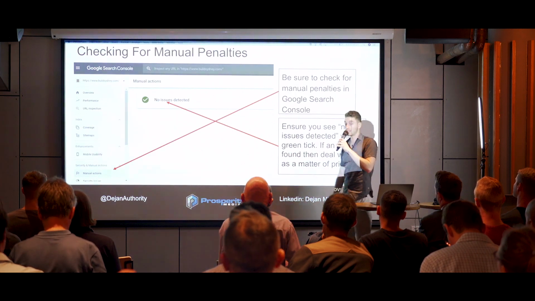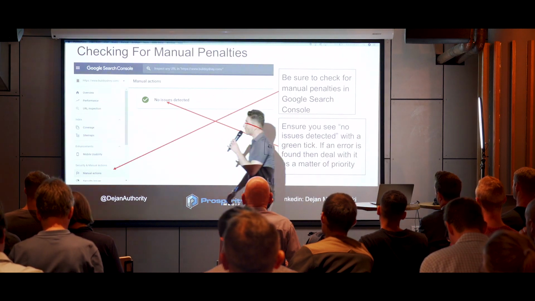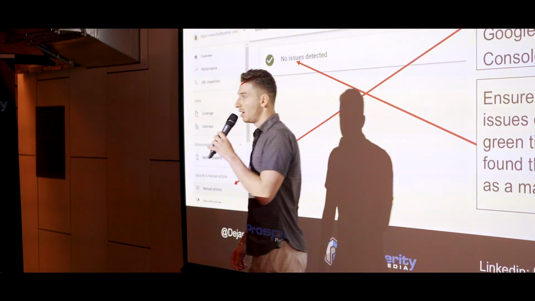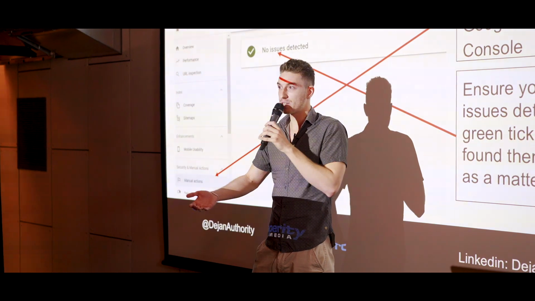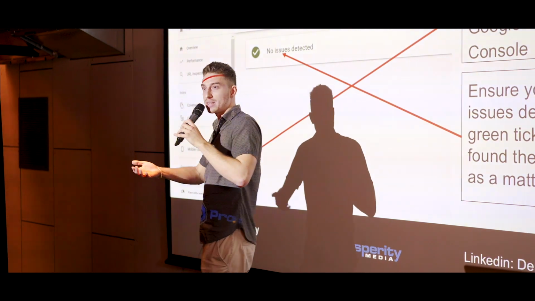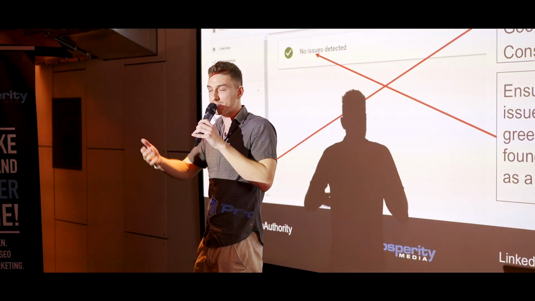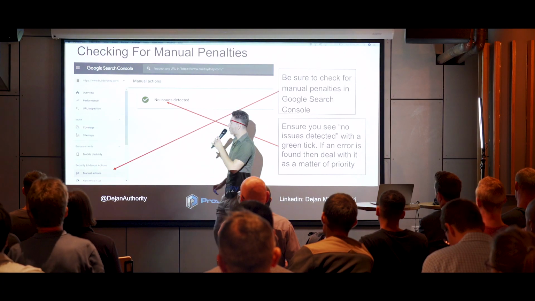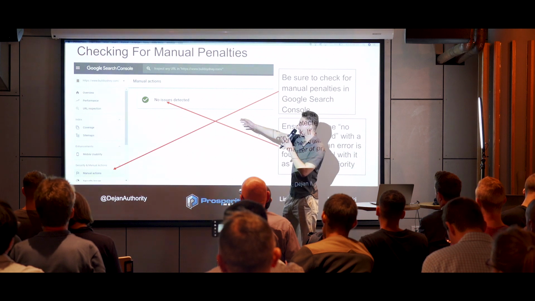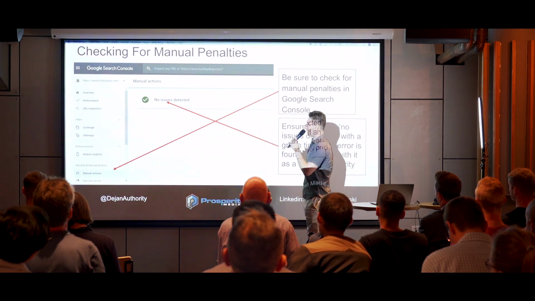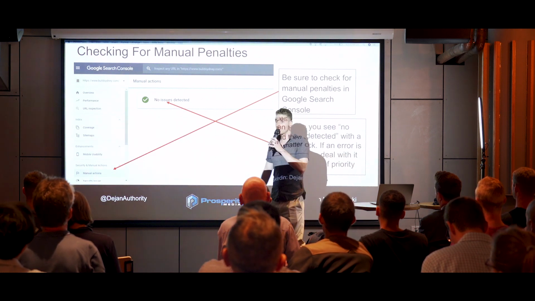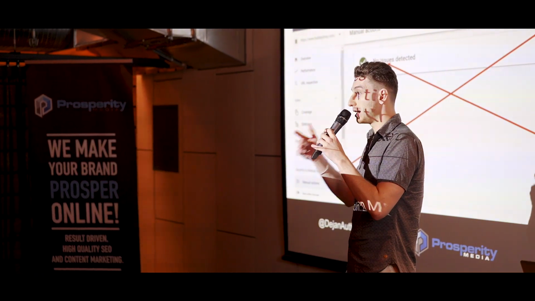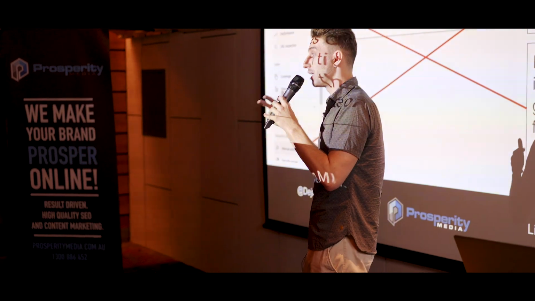Checking for manual penalties. This is a big one. When you're doing some analysis of your own site, you want to ensure that your site can rank, right? You want to ensure that nothing too terrible has happened to it, that you haven't suddenly dropped out of the index. How do we do this? Manual actions. So into Google Search Console, manual actions. Thankfully, I've got no issues detected, but be careful of a few issues that might come up. You want to watch for spammy structured markup, you want to watch for an inbound link penalty, and you want to watch for an outbound link penalty.